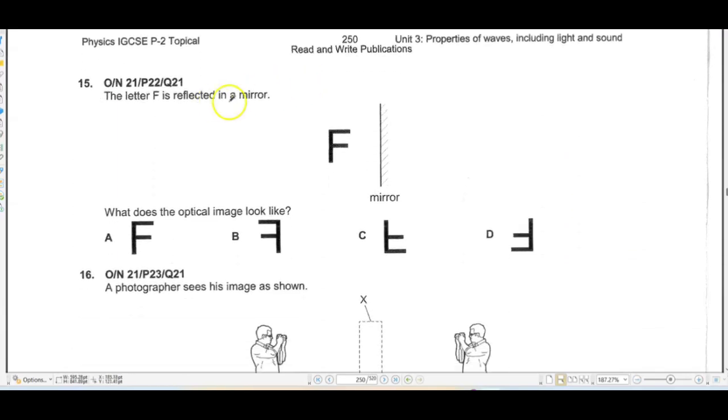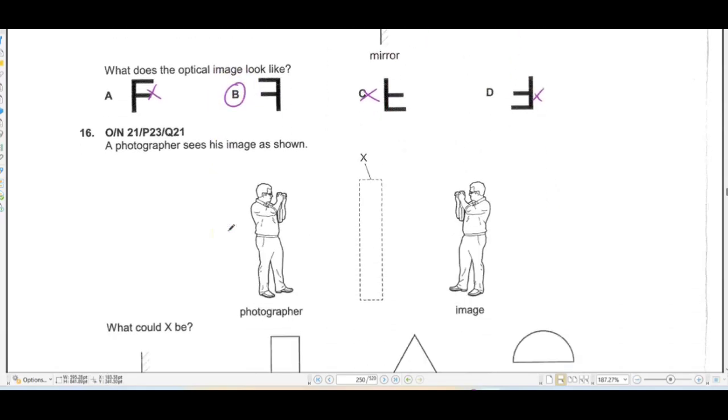The letter F is reflected in a mirror. What does the optical image look like? If this is F, it is going to look like this. This option is just the same as this, so this is not a reflection. This has been inverted, it's upside down. So C and D are also not the option, so F is the only option that we are left with, and that's the correct answer to it.